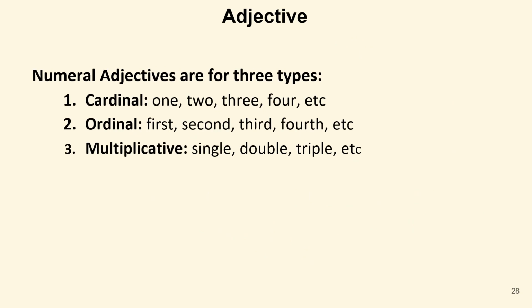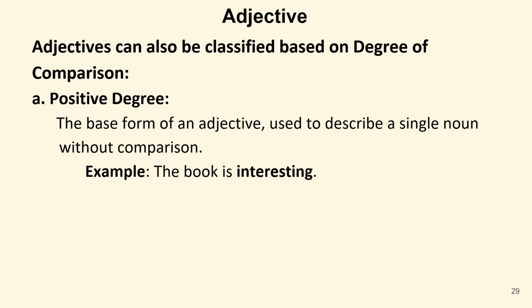Numeral adjectives are cardinal, ordinal, and multiplicative. Now, cardinal numbers are 1, 2, 3, 4, etc. First, second, third, fourth, etc. are ordinal numbers. Whereas there is one more category, that is multiplicative: single, double, triple, etc.